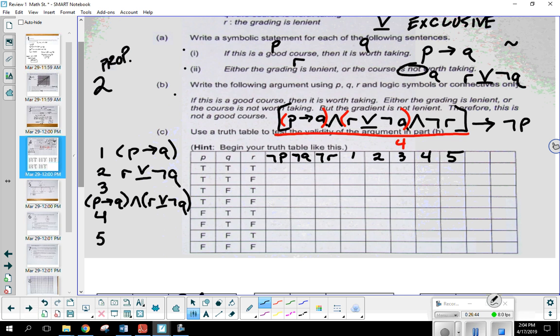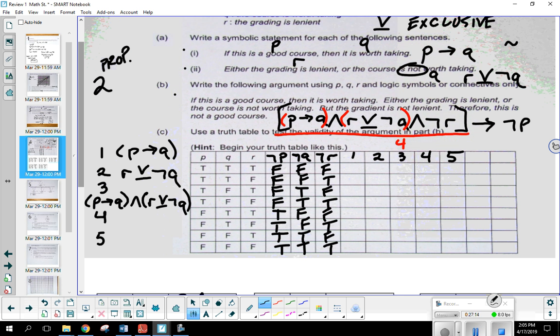So this column should be false, false, false, false, true, true, true, true. What would Q be? So false, false, true, true, false, false, true, true. And then not R? False, true, false, true, false, true, false, true.